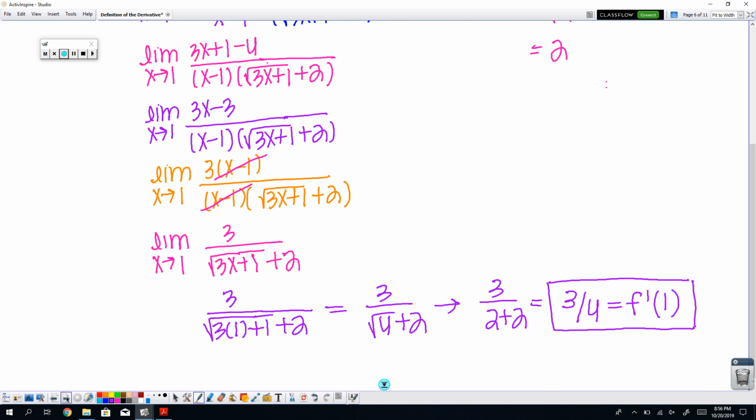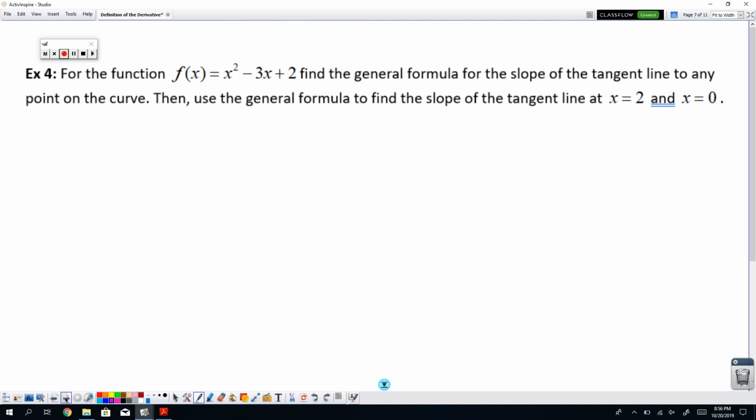So, now what we're going to do is we're going to go through and look at the next example. So it says, for the function f of x equals x squared minus 3x plus 2, find the general formula to any point on the curve. Use the general formula. So, if it doesn't give me one that I need to use, like use the alternate form, I'm going to just use the regular one. So it says the limit as h approaches 0 of f of x plus h minus f of x over h. Okay? And now what we're going to do is we're going to plug it in.